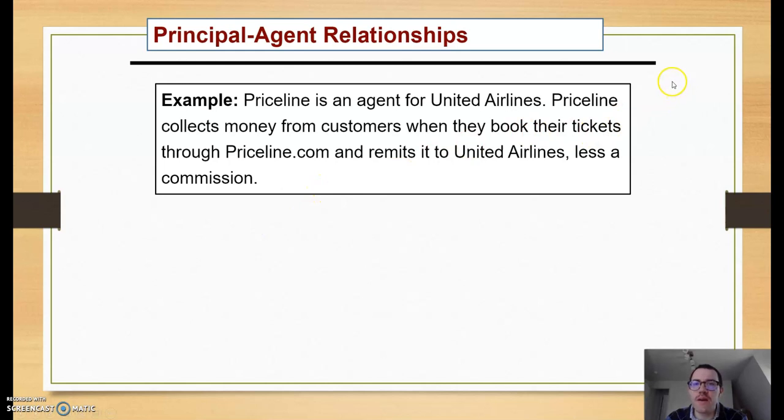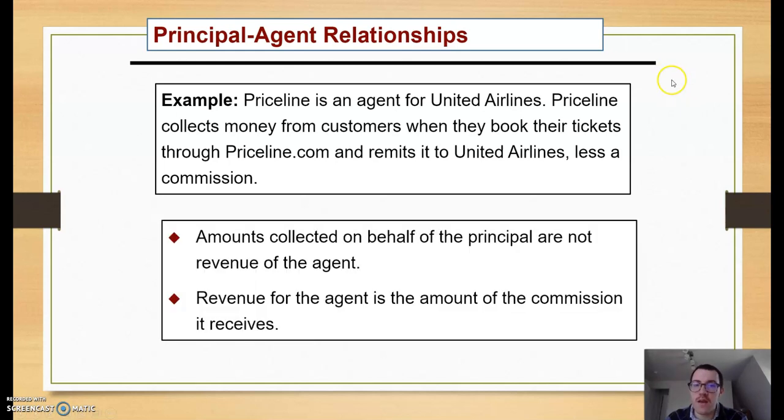Principal-agent relationships. Say Priceline is an agent for United Airlines. Priceline collects money from customers when they book their tickets and remits it to United Airlines less a commission. The general rule, guys, is that amounts collected on behalf of the principal are not the revenue of the agent. The revenue for the agent is the amount of commission it receives, which makes sense, right? I mean, you book a flight for someone, you don't get to keep the whole revenue from the whole ticket. You get that little piece of it, your commission.